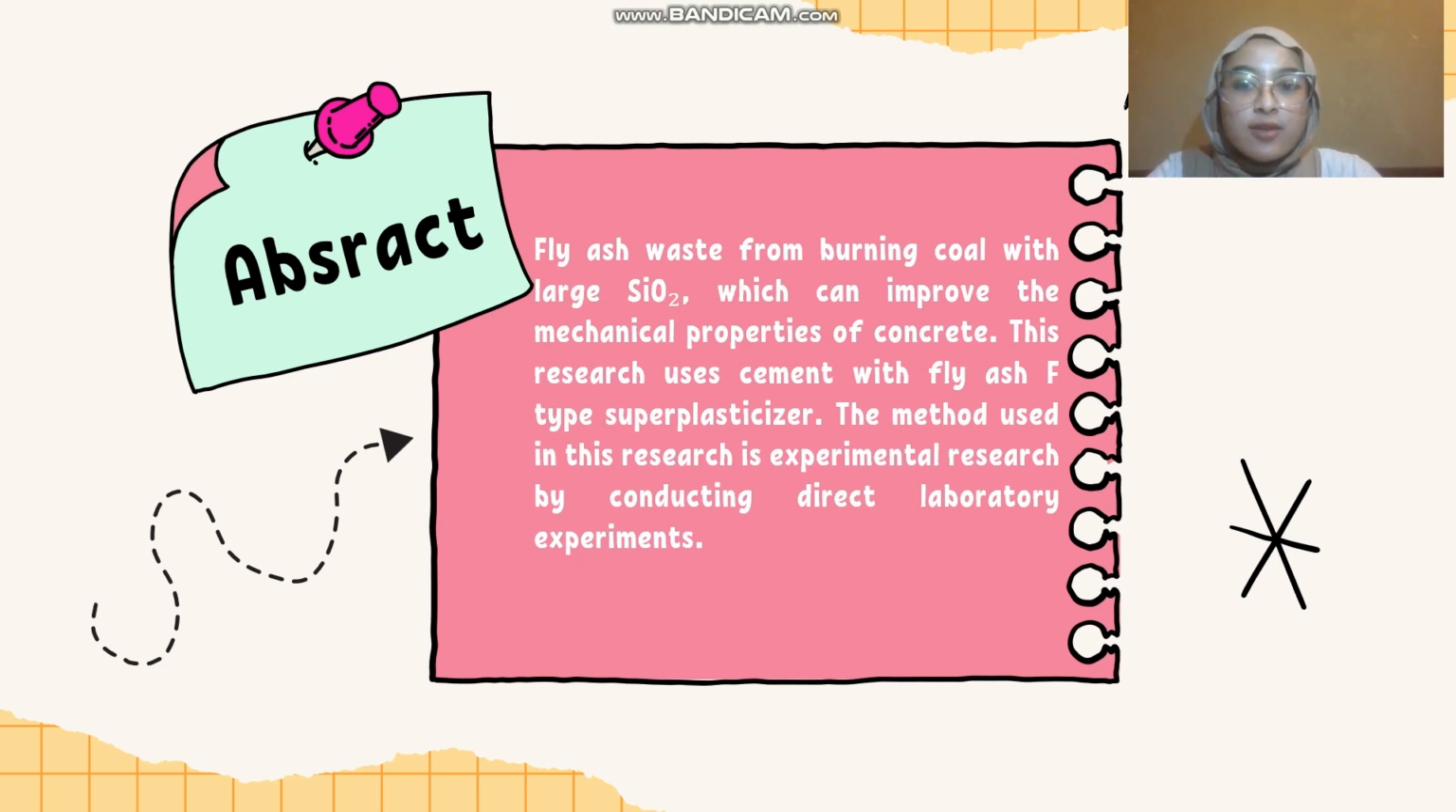Fly ash is from burning coal with large CO2, which can improve the mechanical properties of concrete. This research used cement with fly ash and F-type superplasticizer. The method used in this research is experimental research by conducting direct laboratory experiments.